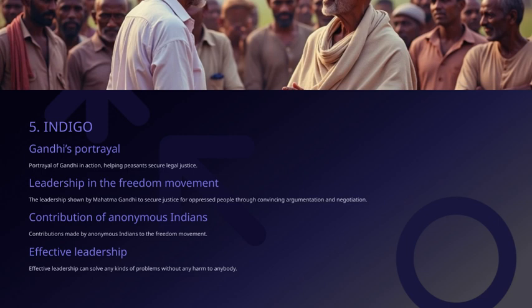Now, a shining example of leadership in action is Mahatma Gandhi. His leadership was characterized by the ability to secure justice for oppressed people through convincing argumentation and negotiation. Instead of violence, Gandhi believed in dialogue and peaceful protest, which ultimately led to significant social change. You can see this leadership in his actions, helping peasants and marginalized groups to secure legal justice.